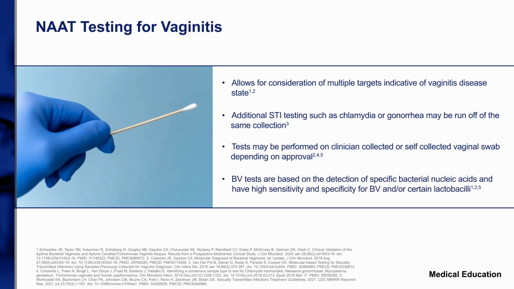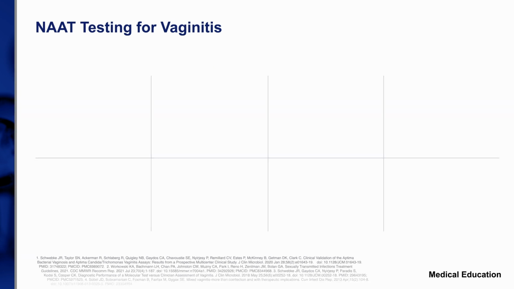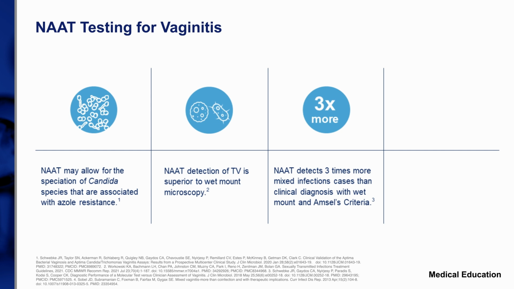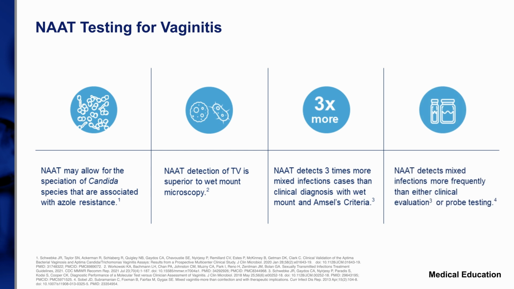Overall, NAATs tend to be more objective, as they are able to detect specific bacterial targets, both those that are part of the normal flora and those involved with bacterial vaginosis. Newer studies have shown that overall, NAAT testing is useful in targeting Candida species that are associated with azole resistance. For Trichomonas, studies have shown that nucleic acid testing is far superior to wet mount microscopy. And compared to reference methods such as wet mount and Amsel criteria, NAAT tests have been shown to be more sensitive and specific and can detect mixed infections for bacterial vaginosis more accurately.